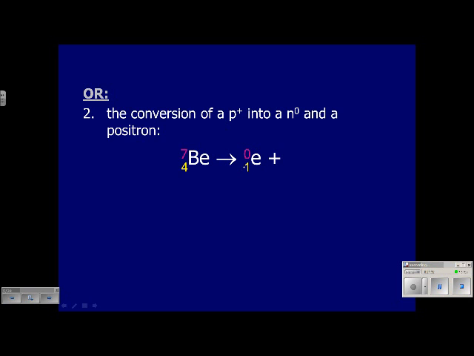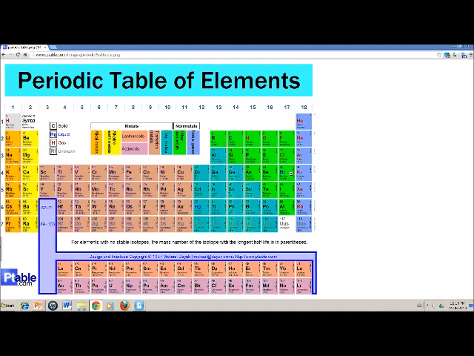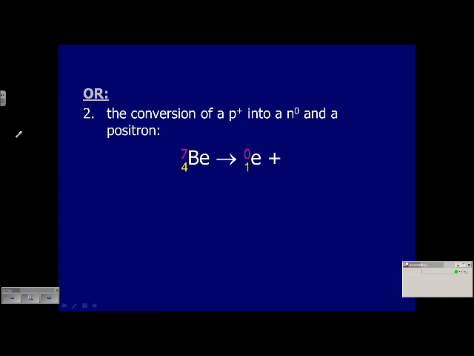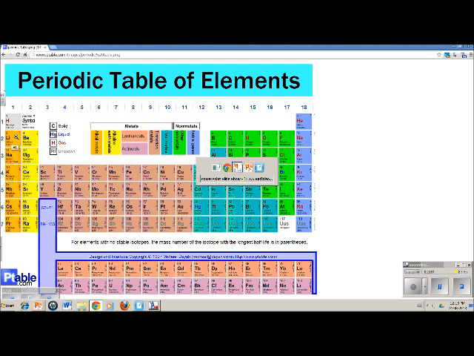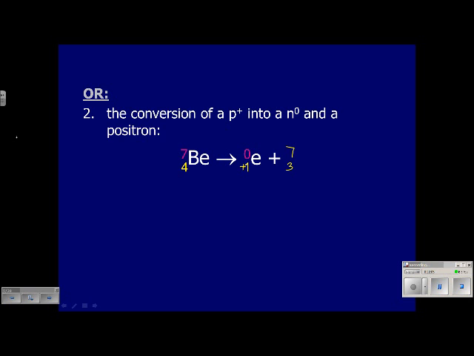So let's take a look. In this case, a positive chunk, let's put a little positive there, is going to be emitted. Again, 7, 0, 7. 4 plus 1, it has to add up to 4. I need a 3. 3 means I have a lithium. Okay, so the beryllium has been turned into a lithium.